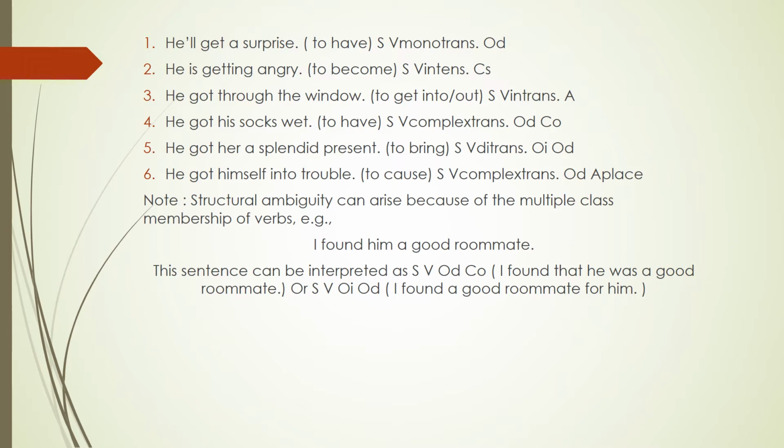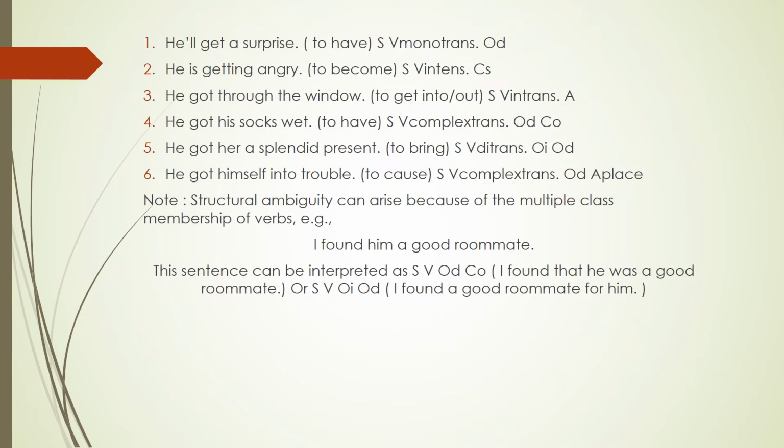Sentence number four, he got his socks wet, which means also to have. So here we have he as a subject, got is the complex transitive verb, his socks as a direct object, and wet is the adjective that describes the object, so it is object complement. So this is pattern number five.